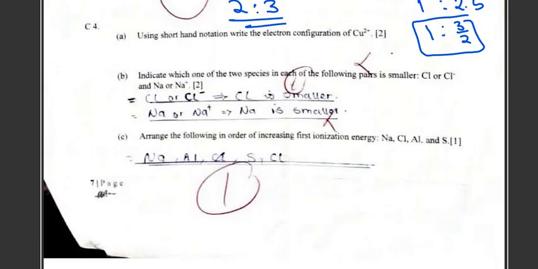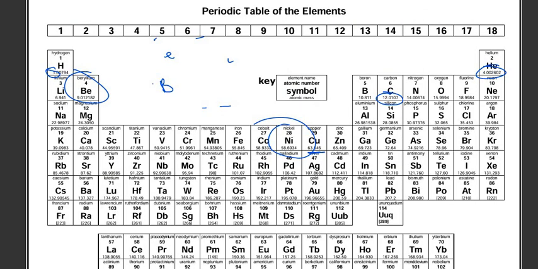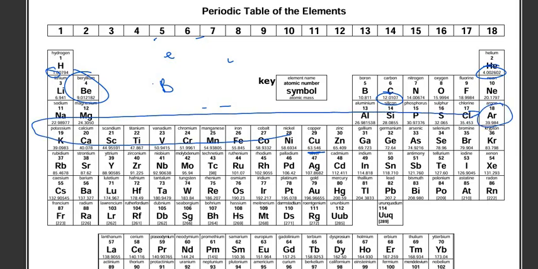And for number 4, they are saying using shorthand notation, write the configuration of copper 2+. Okay, so copper has what? Is it 24 or 29? Okay, 29 from our periodic table. So going backward like this, the first noble gas we find is argon. Argon has 18. So the structure of argon, this is C4.